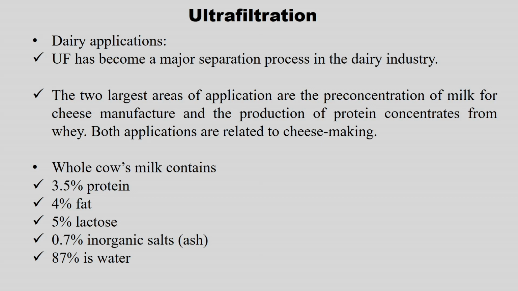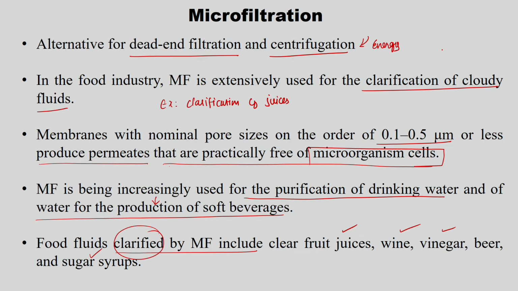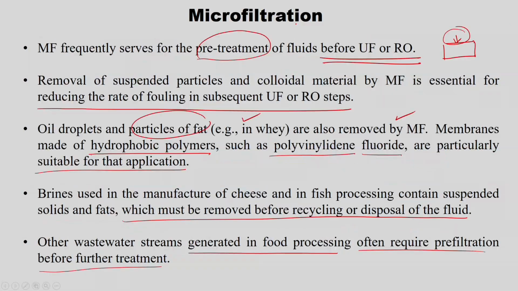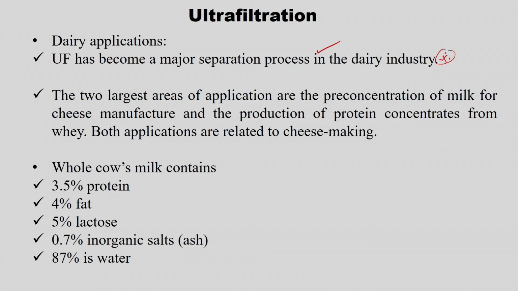The next is ultrafiltration. So, ultrafiltration is mostly used in dairy applications. UF has become a major separation process in the dairy industry. So, this is very much important. If you see here also, ultrafiltration, right, whey fractionation. Whey concentration also we do using an ultrafiltration membrane. So, most of the applications go to the dairy industry.